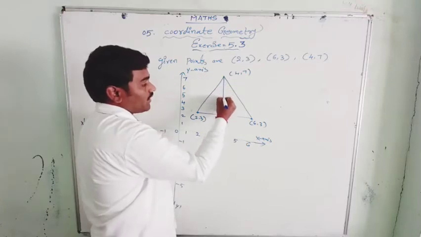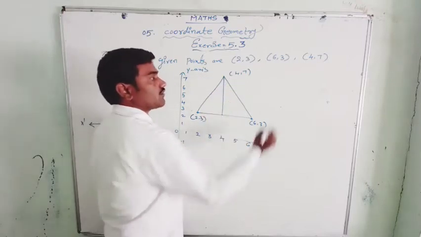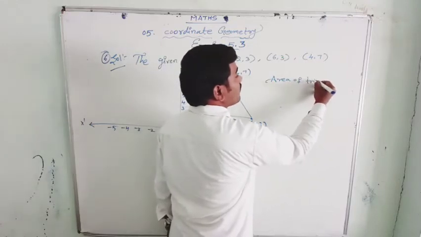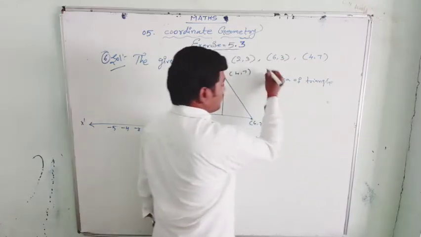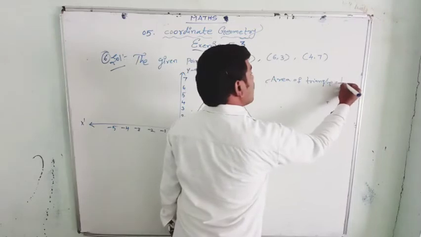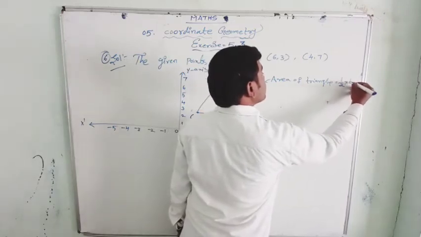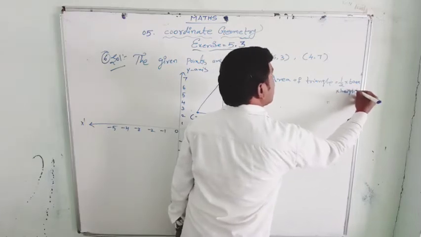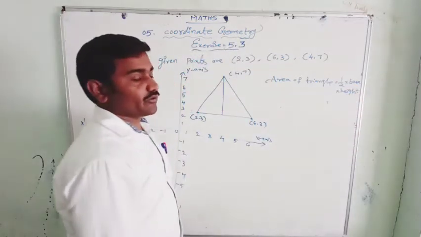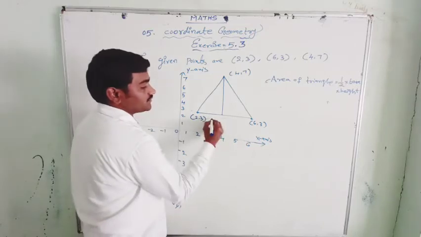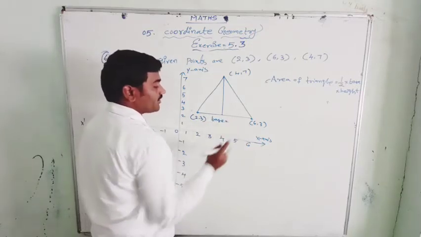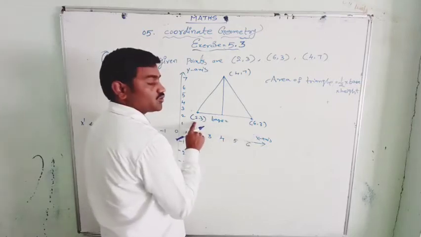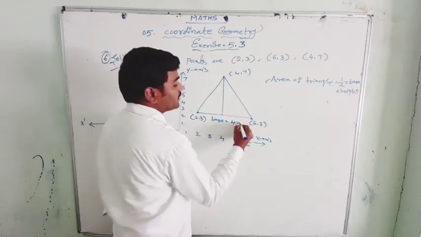To find the area of the triangle, the formula is area of triangle equals half into base into height. 1/2 into base into height. So the base is here. How many units is it? 1, 2, 3, 4. 6 minus 2 is 4 units.